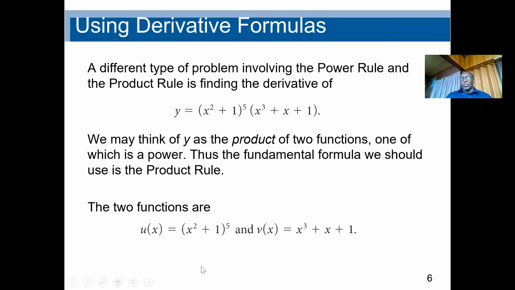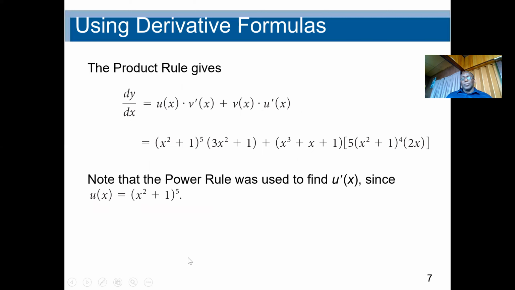So we're going to get uv, so u at x times v at x. Which means product rule: derivative of u at x times v at s plus derivative of v at x times u at x. So let's go to the next slide. So here we say, okay, dy/dx will give us again u at s times derivative of v plus v at s times derivative of u.